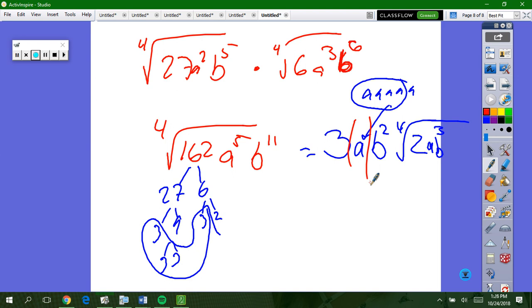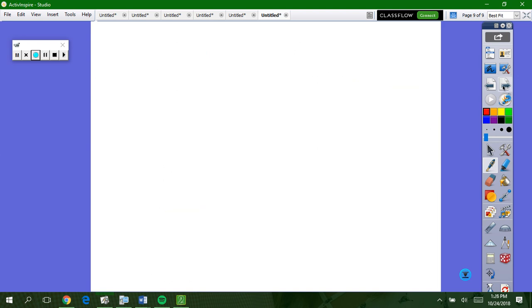Anything out of an odd root is completely fine wherever it goes. Okay, one more of these, then we'll go on to the next section.